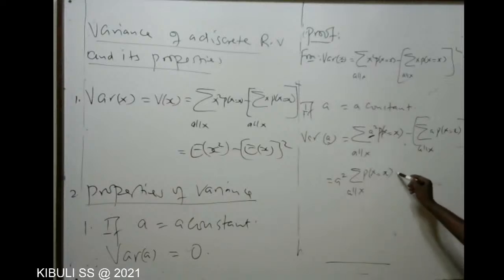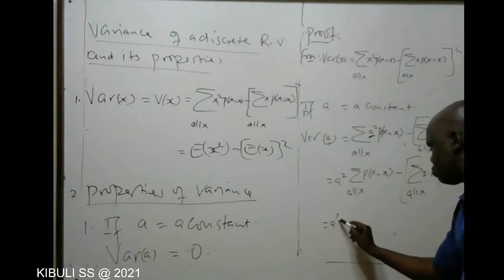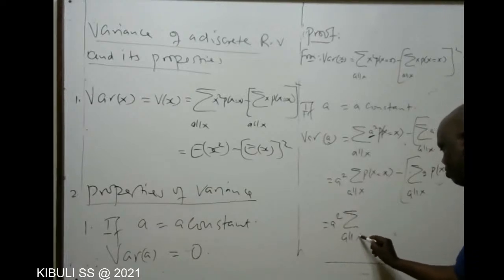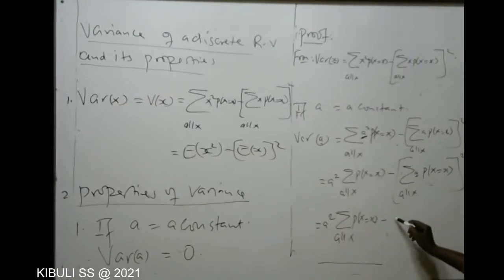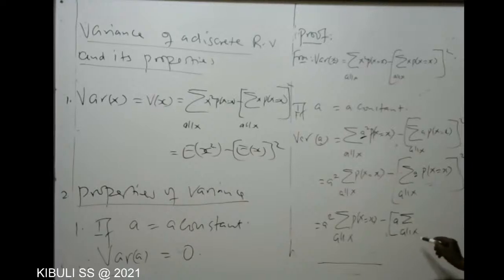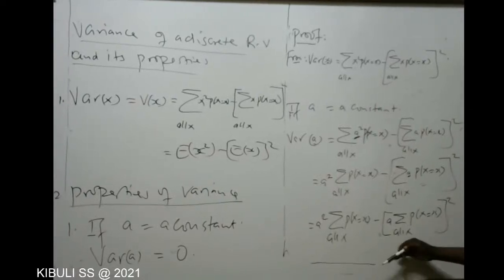Now, minus this will be sum of all of x. This one, you can also pull out a and say probability of x is equal to x. This one is supposed to be what? Squared. Since this one is still a constant, we can bring it here. So we shall end up getting a squared, sum of all of x, probability of x is equal to x, minus, pull this one out here, we shall have that one as a, sum of all of x, probability of x is equal to x. This one is supposed to be squared.